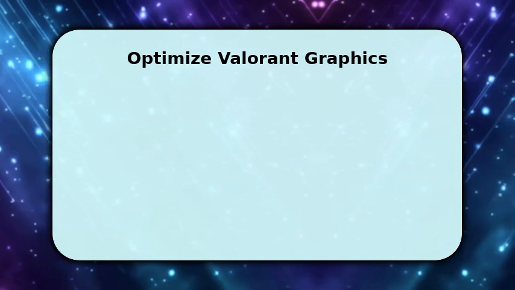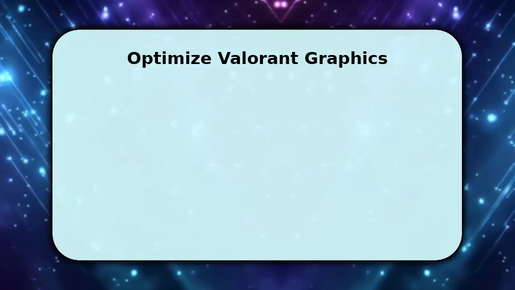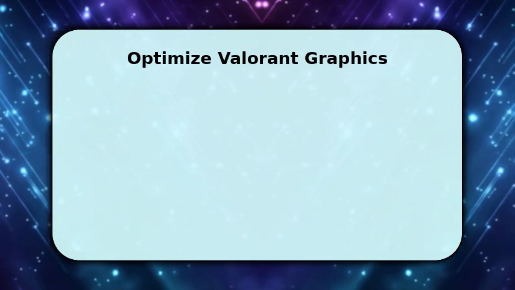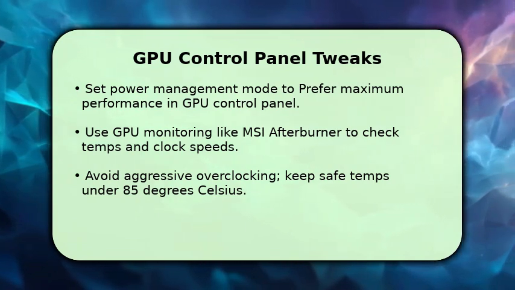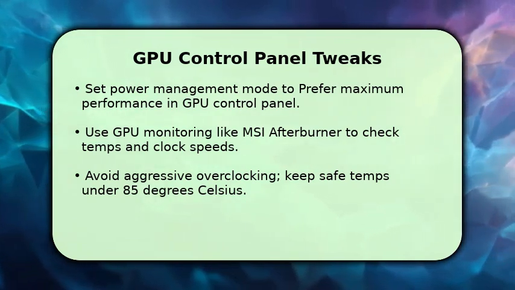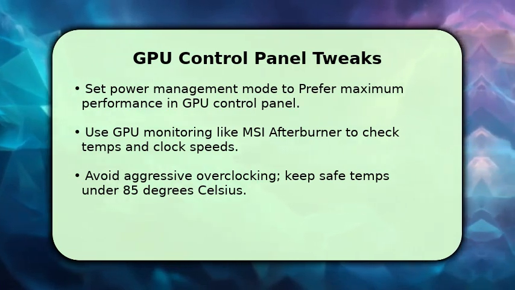Open the NVIDIA or AMD control panel to force GPU-specific optimizations for Valorant. Set power management mode to prefer maximum performance to prevent automatic downclocking during matches. Turn off or override background image scaling to reduce driver interference.